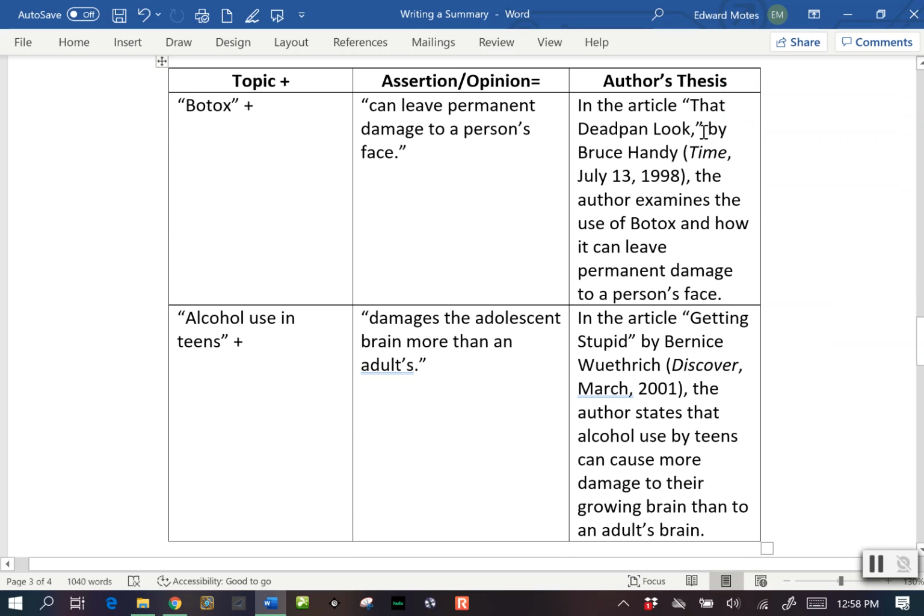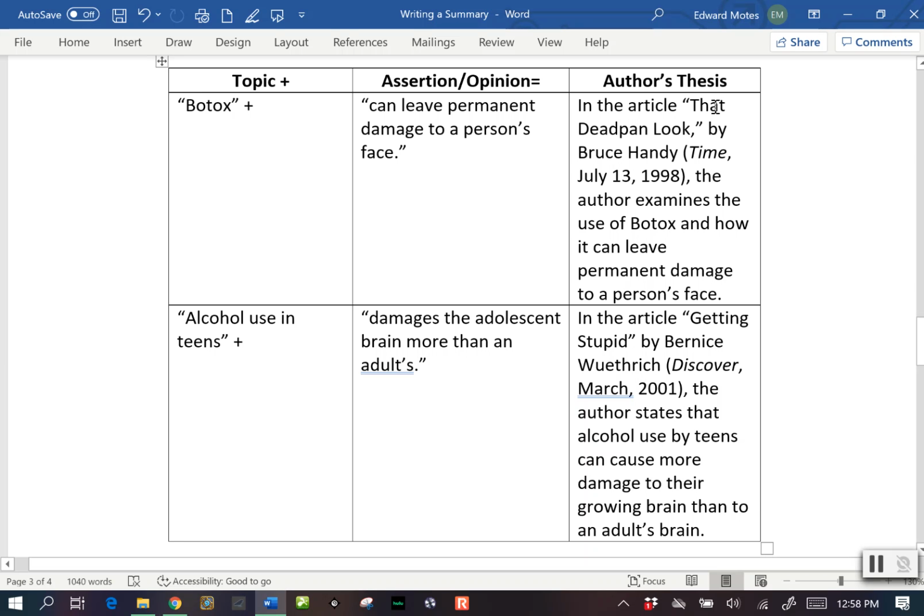Okay? So here we have the same citation as we just looked at up above. So here's our topic. We're going to talk about Botox, and the writer is saying Botox can leave permanent damage to a person's face. Okay, so we have to put all of that into a sentence: the citation, the 4 parts of the citation, topic plus author's opinion. So here's how they did that.